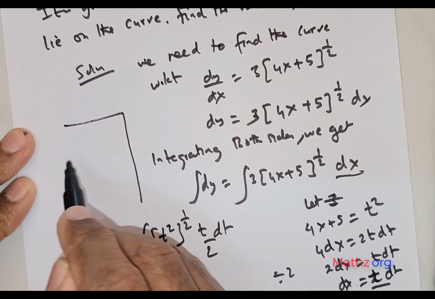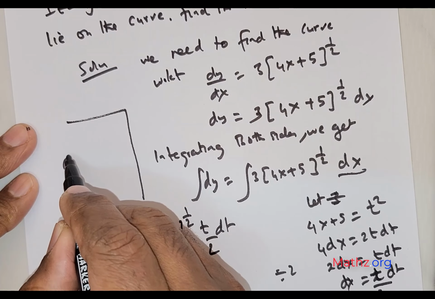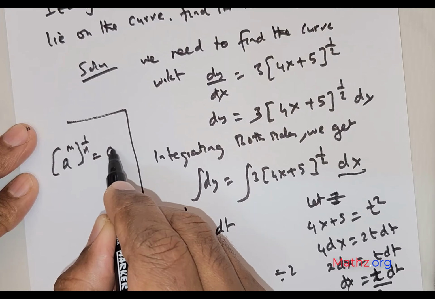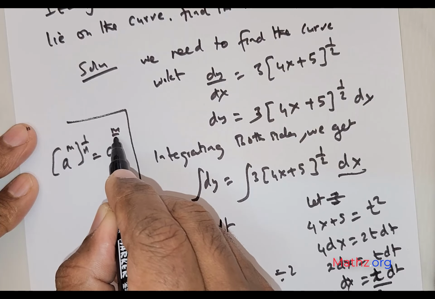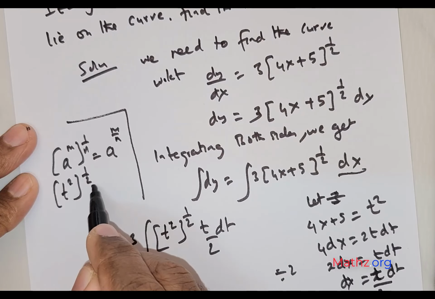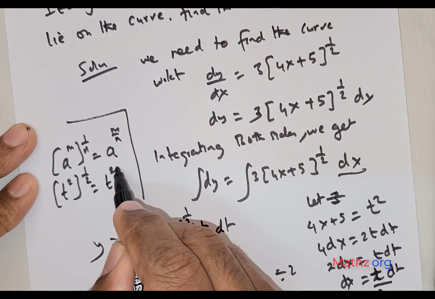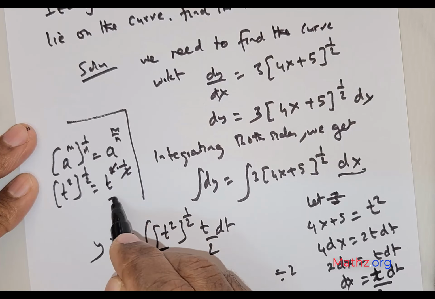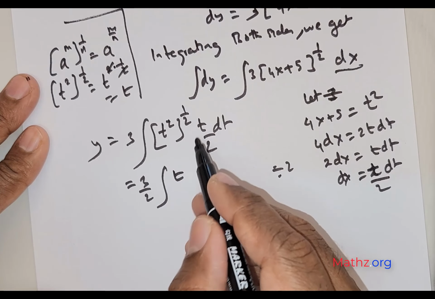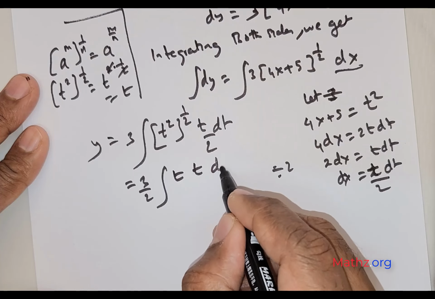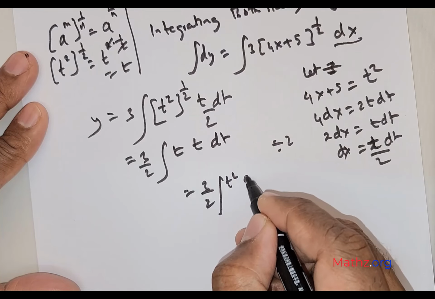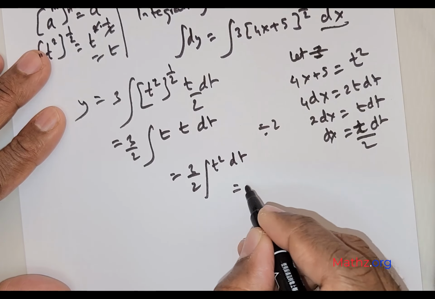Now there is a rule for indices. So a raised to the power of m raised to the power of 1 over n can be rewritten as a raised to the power of m over n. So we have here t squared raised to the power of 1 over 2. This could be written as 2 times 1 over 2. So 2 gets cancelled, you get t. Substitute that. So I have a t there. Already there is a t there. And you have dt. So this is 3 over 2. t into t would give you t squared. And you have to integrate this.